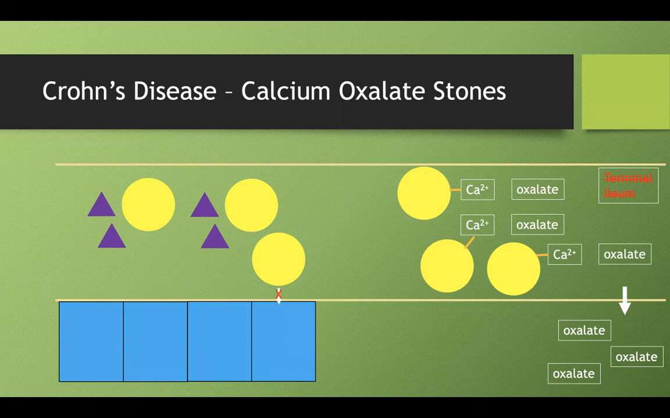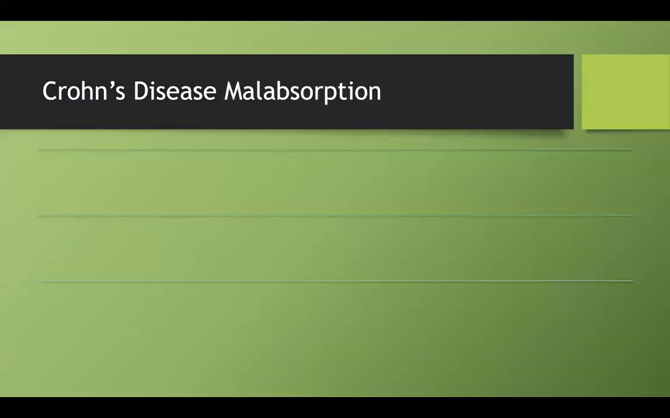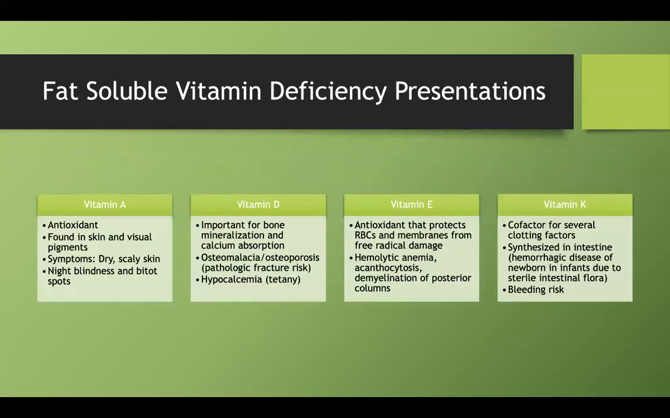But with this free oxalate in our bloodstream, you can get calcium oxalate kidney stones. The last thing I want to touch on is malabsorption. So you can get fat malabsorption, fat-soluble vitamin malabsorption, and B12 absorption.